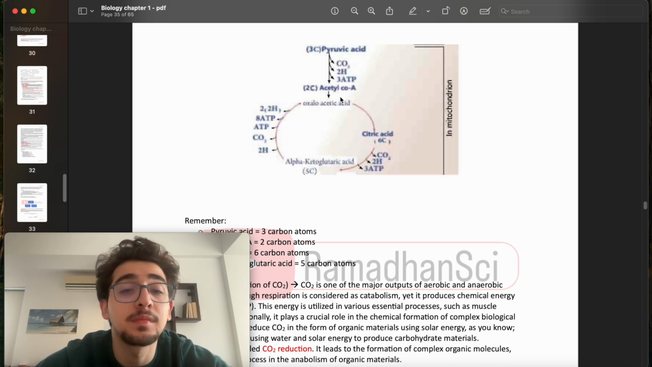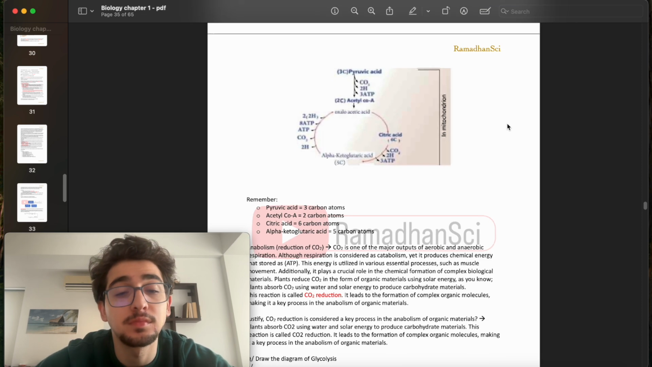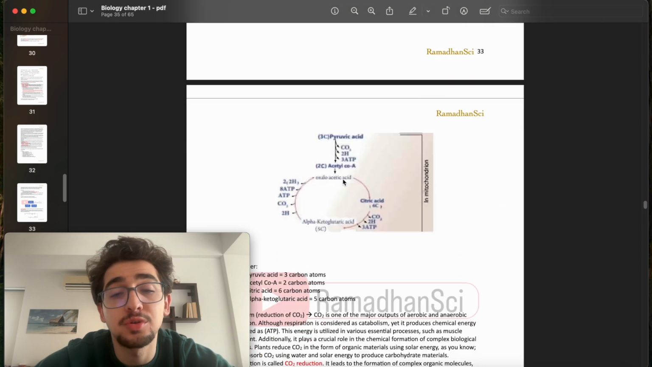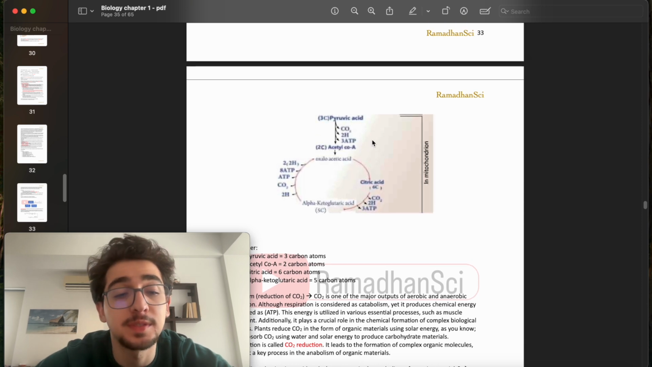It's very easy. Acetyl coenzyme A will be converted to oxaloacetic acid, and this will be converted to citric acid. Citric acid will be converted to alpha-ketoglutaric acid, and the cycle will just keep going. You should memorize this, as they can ask you to draw the diagram of Krebs cycle.